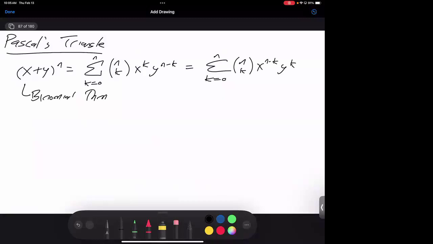This should be a review. One use is in calculus. The derivative of x to the n, you look at the limit as h goes to 0 of (x plus h) to the n minus x to the n, over h. And we use the binomial theorem to expand things out.